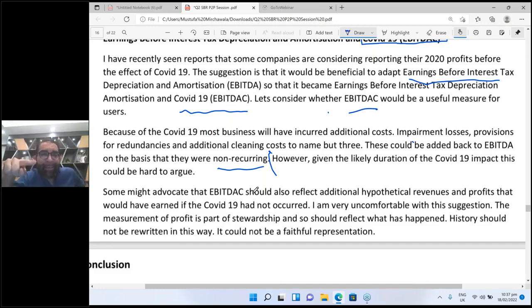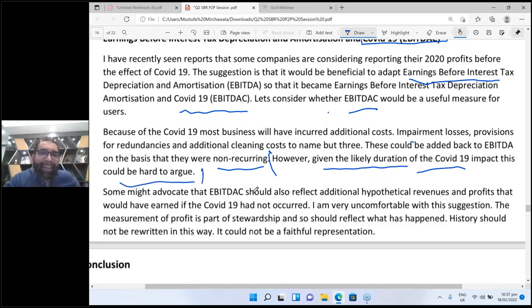So I always advise employees, because you are going to be employees: whenever you leave any organization, try to leave on good terms, right? Because sometimes you have to go back. So in writing the discussion, keep some room for reversal. See, however, given the likely duration of the COVID-19 impact, this could be hard to argue.